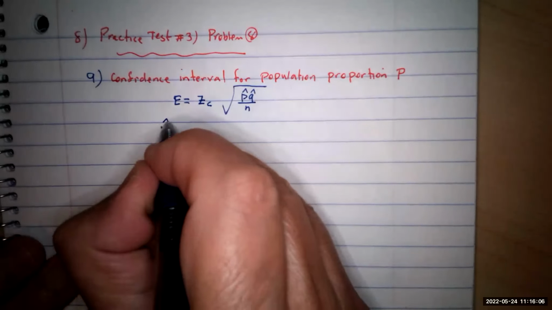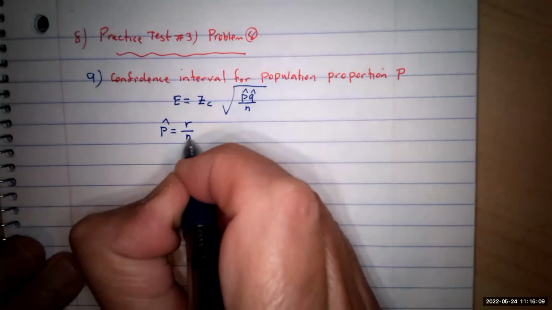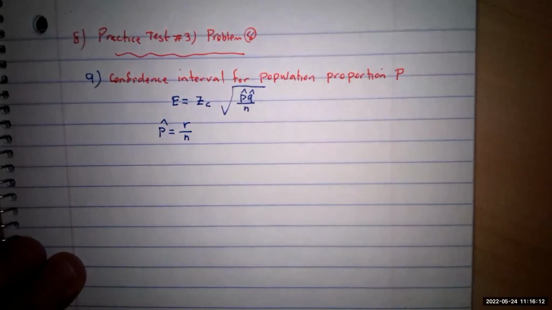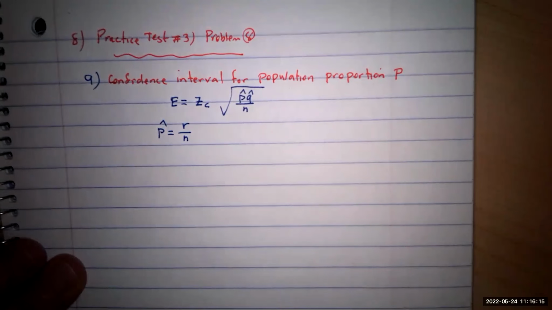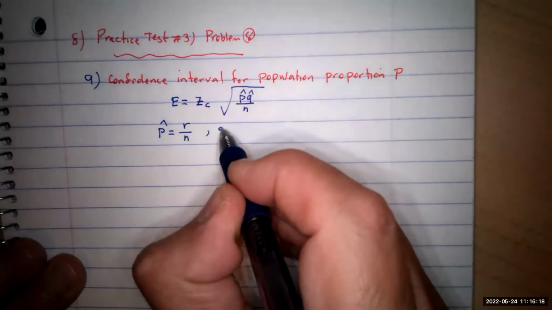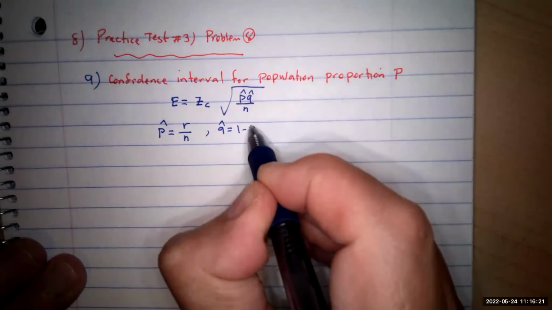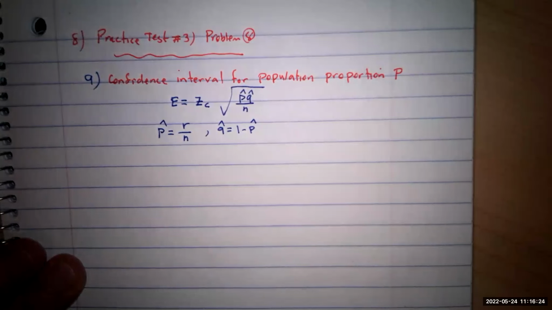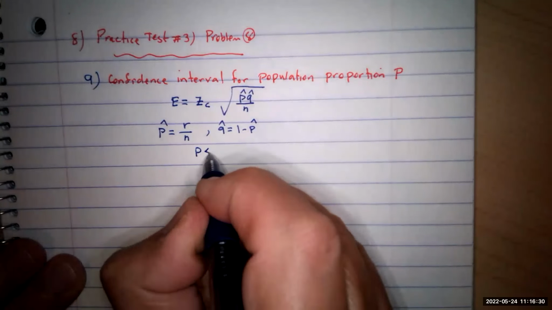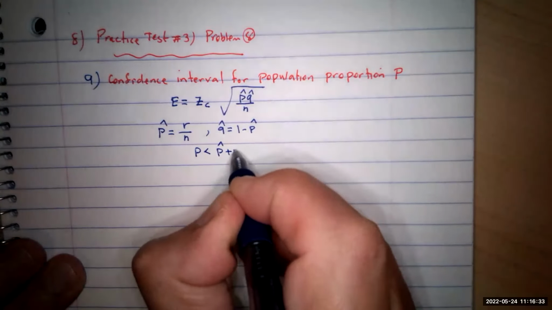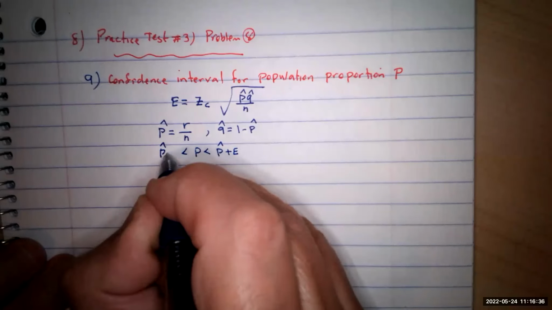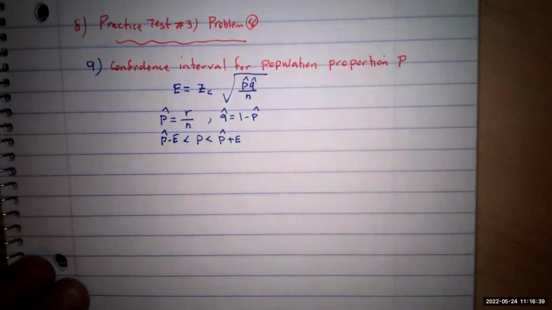And the P hat is going to be equal to R over N. N is the number of the population. R is the portion of the population that you're going to be interested in. And the Q hat is going to be 1 minus P hat. Okay, you find this number. And then your interval is going to be, the proportion is going to be between P hat minus E and P hat plus E. Okay, this is the one that we discussed in quiz 4. And that's problem 1 on quiz 4, but I do it because I want to explain it.